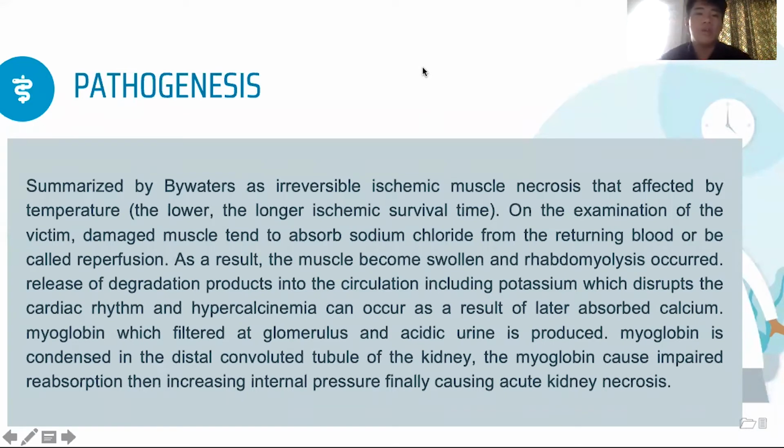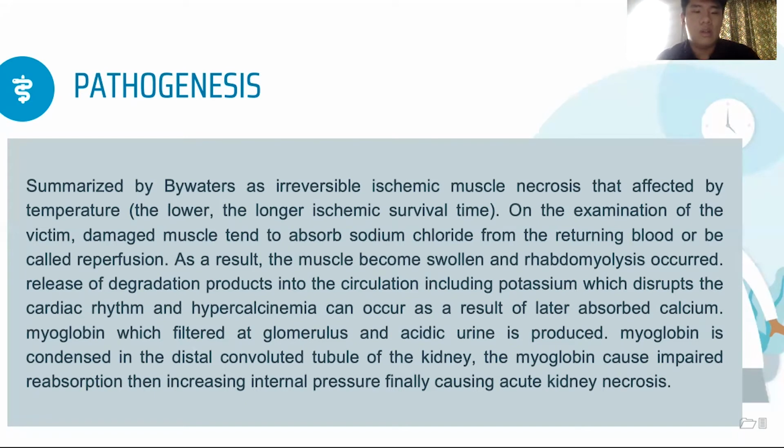My name is Matthew, and today I want to describe the pathogenesis of this syndrome, summarized by Weathers as reversible ischemic muscle necrosis that is affected by the temperature. The lower the temperature, the longer the ischemic survival time. On examination of the victim, damaged muscle tends to absorb sodium chloride from the returning blood, called reperfusion. As a result, the muscle becomes swollen and rhabdomyolysis occurs.